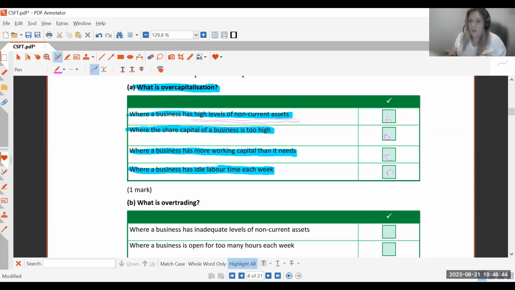Let's think about your working capital cycle. Hopefully you're familiar with it. It's going to be your inventory days plus your receivables days minus your payables days. That's what's included in your working capital. So overcapitalization is going to be where a business has more working capital than it needs. Working capital is inventory, trade receivables, and trade payables. That's what our working capital is. So overcapitalization is too much of any of these things, or high levels of any of these things. So your answer is C.